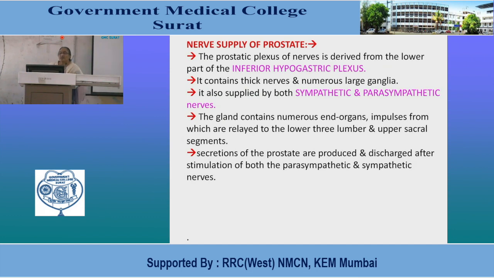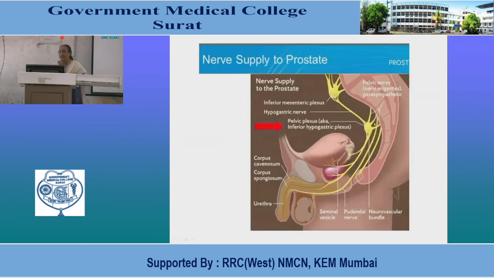It contains thick nerves and numerous large ganglia. We have seen the large yellow colored ganglia in the given diagram previously. It is also supplied by sympathetic and parasympathetic nerves. The gland contains numerous end organs, impulses from which are related to the lower 3 lumbar and upper sacral segments. The secretions of the prostate are produced and discharged after stimulation of both the parasympathetic and sympathetic nerves. So again see the diagram, the ganglia, and you can see the inferior hypogastric nerves, right? So this is about the diagram.